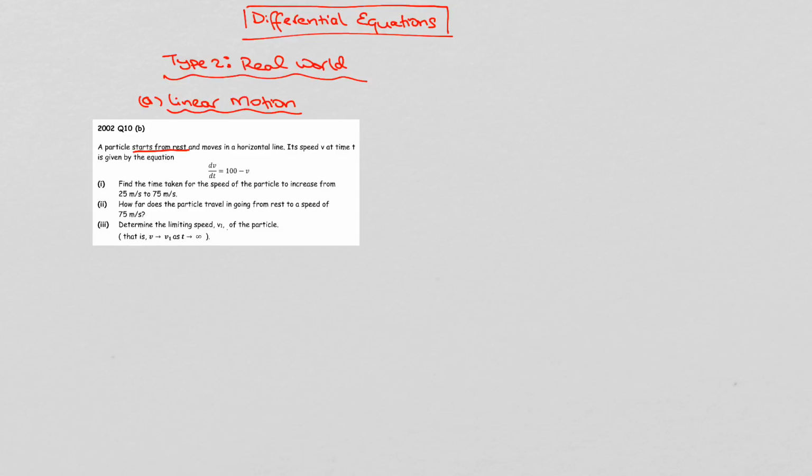We're told then in part 1 to find the time taken for the speed of the particle to increase from 25 meters per second to 75 meters per second. So dv/dt is, of course, our acceleration. So in other words, we're told that acceleration is 100 minus v, and rather than having to figure out which form of a we're going to use, we're actually given it this year as dv/dt. And of course, the fact that our limits are with respect to velocity and we're looking for time would be our hint that we had to use dv/dt anyway.